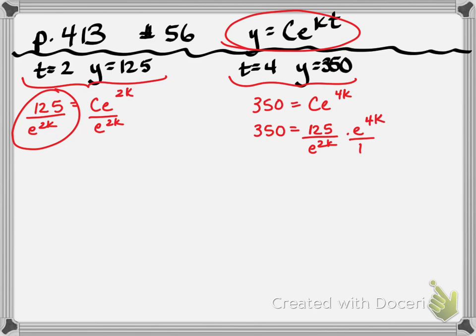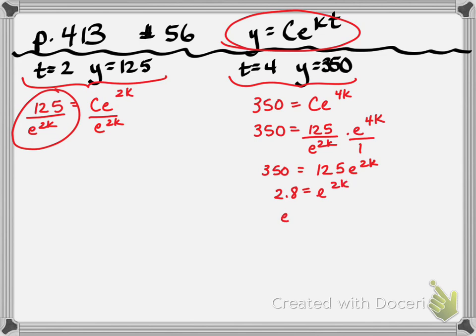When we divide, right here we're dividing like bases, so we're going to subtract their exponents. So that would be e^(2k). And let's divide both sides by 125. Let me get my calculator. That's 2.8.